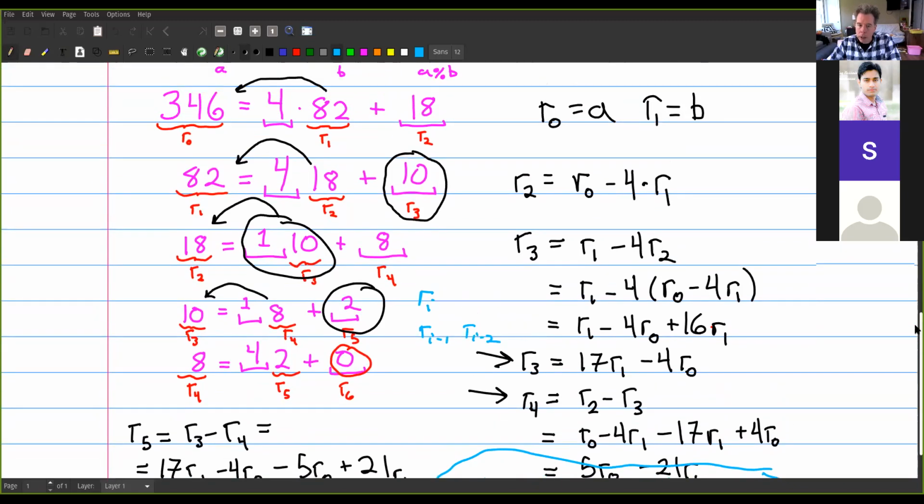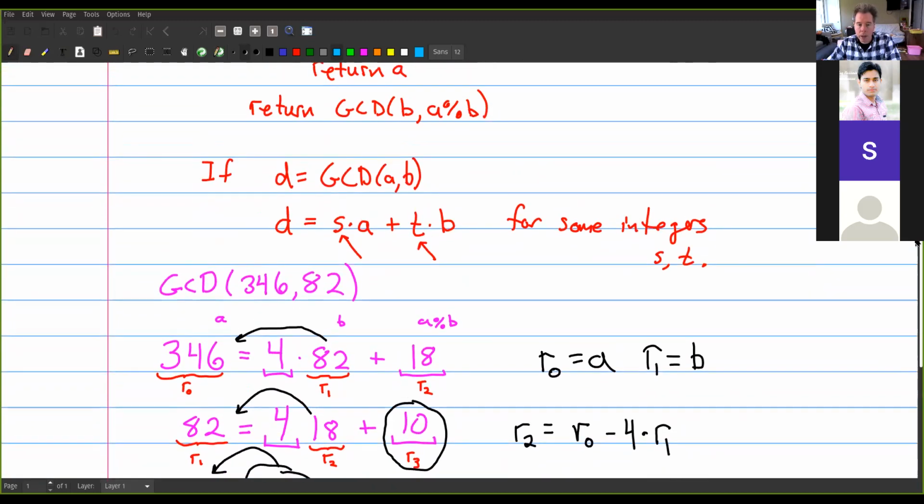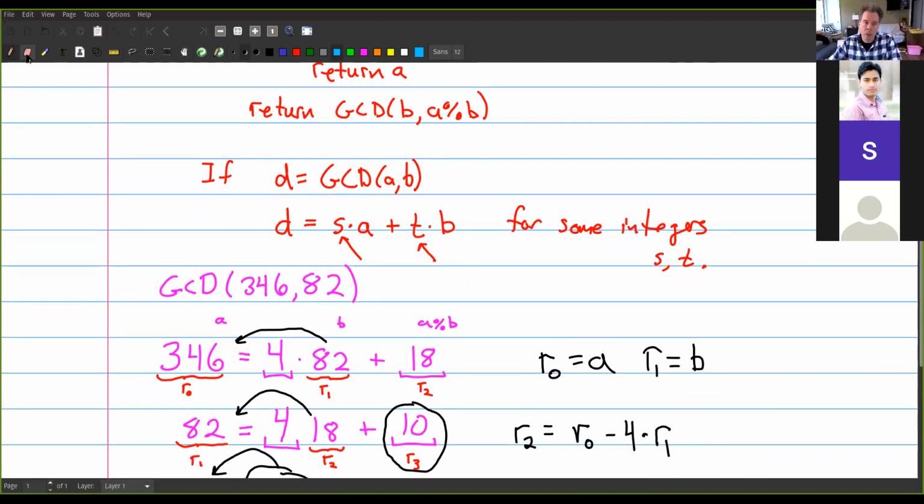Something I want to point out: what did we really need to make this whole process go? We just really needed the division theorem. So let me remind you about the division theorem. It says that if you have any two integers, let's call them A and B, you can write A equal to some integer times B plus some remainder.